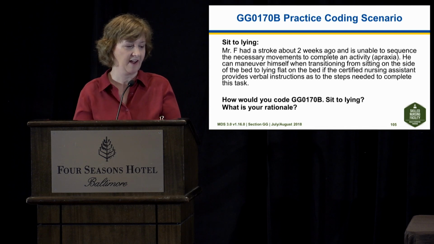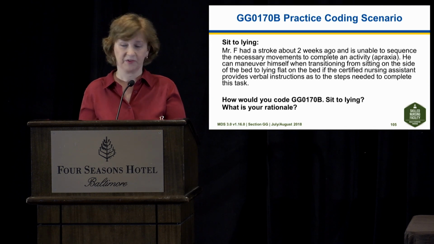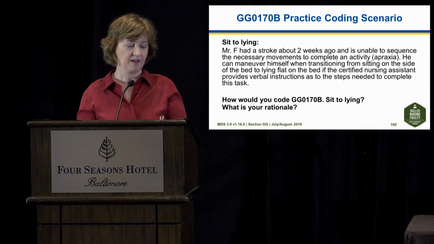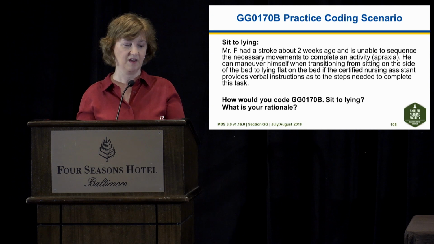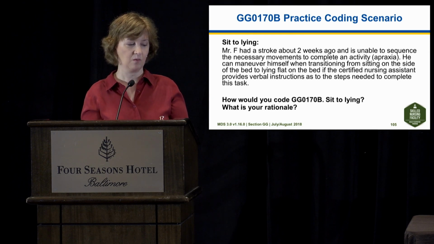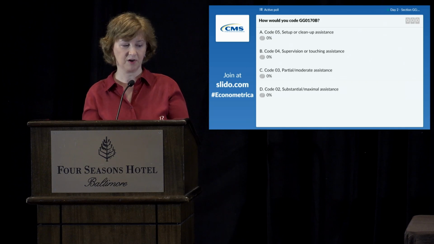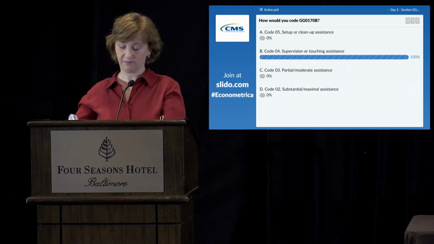Mr. F has had a stroke about 2 weeks ago and is unable to sequence the necessary movements to complete the activity, so he has apraxia. He can maneuver himself when transitioning from sitting on the side of the bed to lying flat on the bed if the certified nursing assistants provide verbal instructions as to the steps needed to complete the task. So how would you score this particular gentleman, Mr. F, and what is your rationale? The options are 5, setup, cleanup assistance, 4, supervision, 3, partial assistance, and 2, substantial maximal assistance.